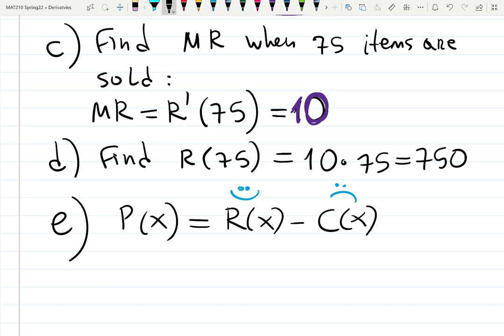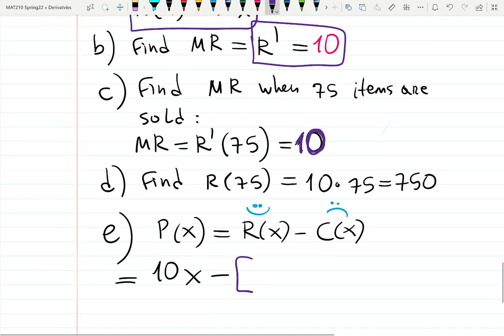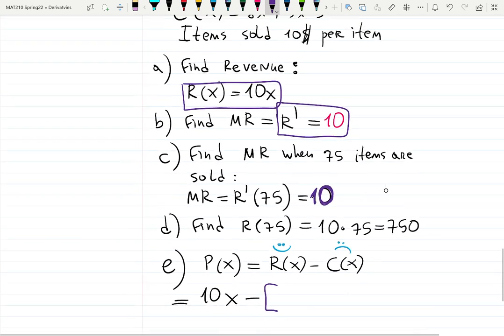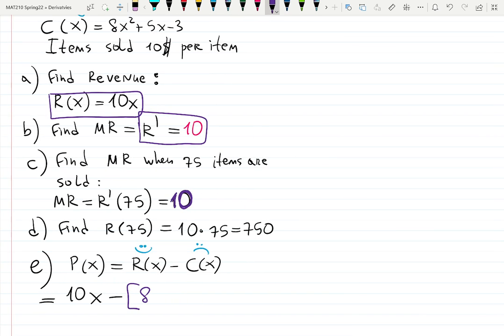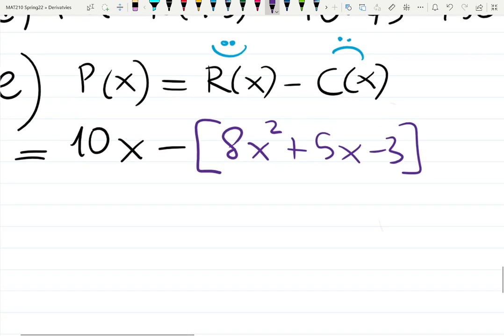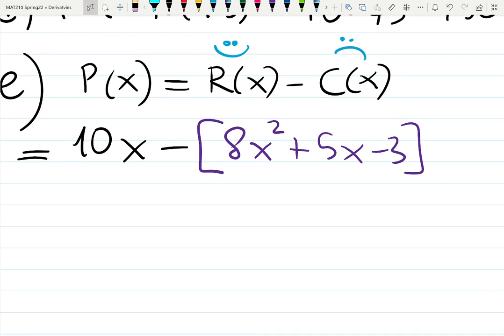We have both functions. Revenue, hopefully you created it correctly. It's 10x, and that's what I'm afraid of. If you mess up revenue, everything goes downhill after this. Minus, now it's one more place to mess up. Open brackets, this is very important. And write down your cost function, which was given as 8x squared plus 5x minus 3, in those brackets. If you forget that, everything will be wrong, because you need to distribute the negative sign.